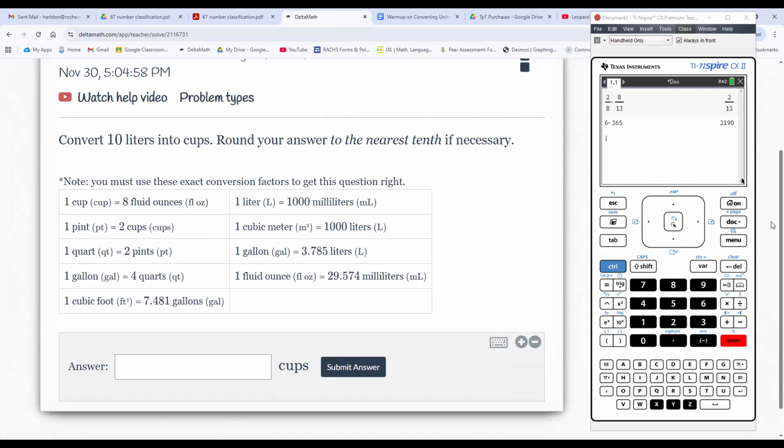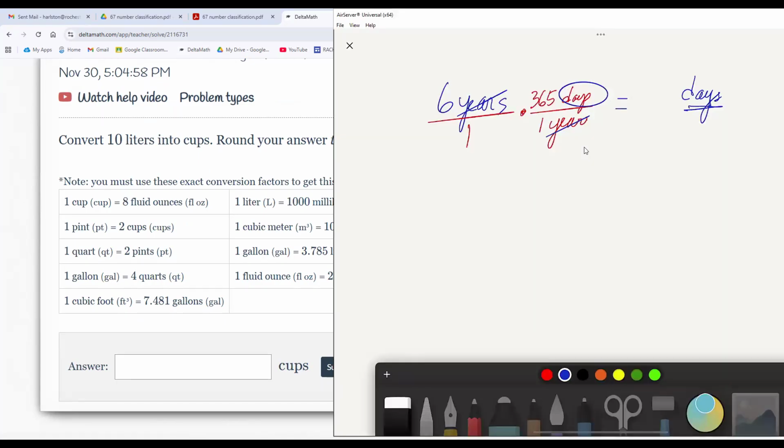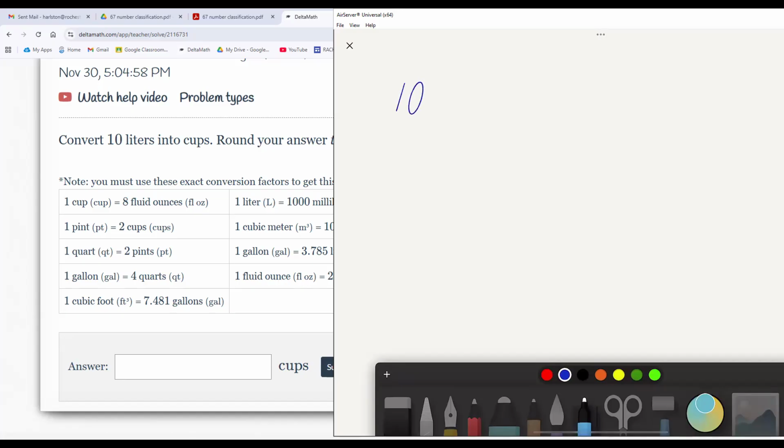So right here, I'm going to get rid of this for now. It says we have 10 liters and they want us to convert from liters into cups. Right, so I'm going to go and get my iPad. Let's get rid of this one, and let's see what we got. I'm going to go from 10 liters to cups. That's what I want.